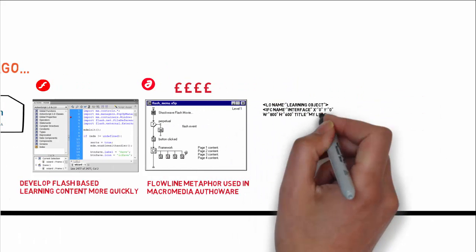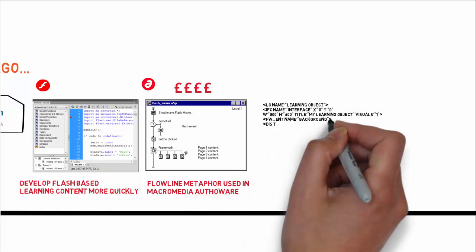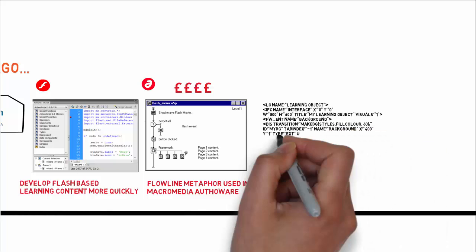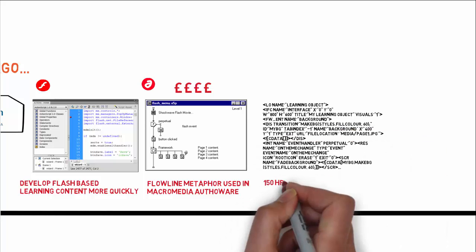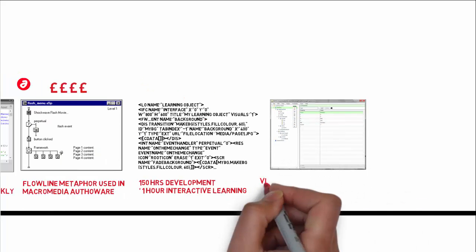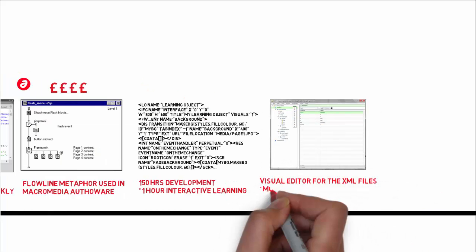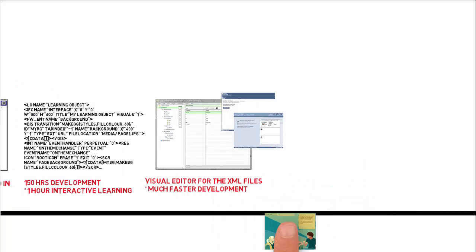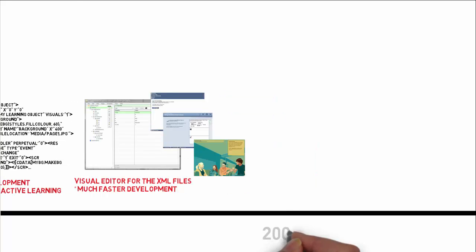Julian developed an engine that used an XML file to define the structure of an interactive project, and an interpreter to execute code and create interactivity. At the time, it took many hours to develop just an hour's worth of effective learning content, so work began on a visual editor for the XML files, which meant projects could be developed much faster, and Julian's team began using the tools for a number of in-house projects.